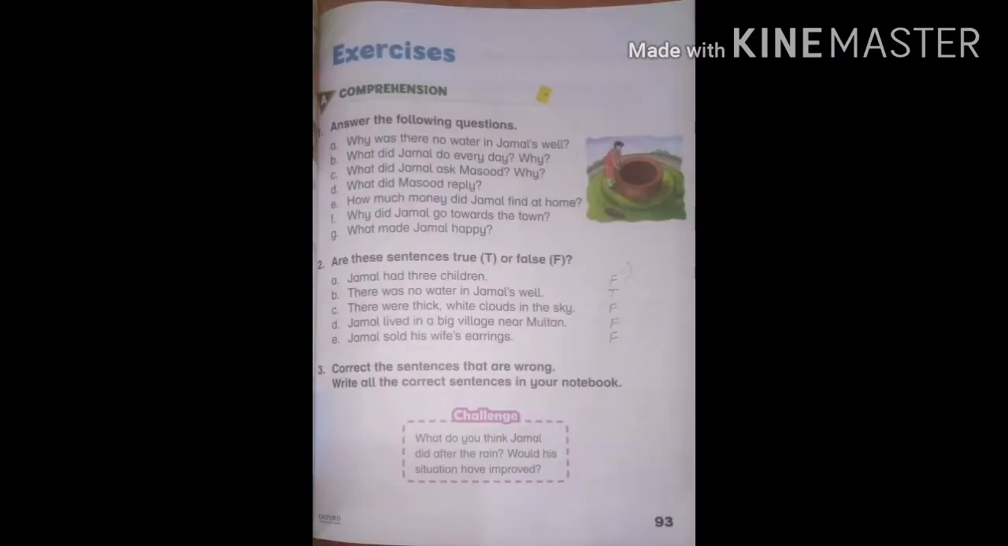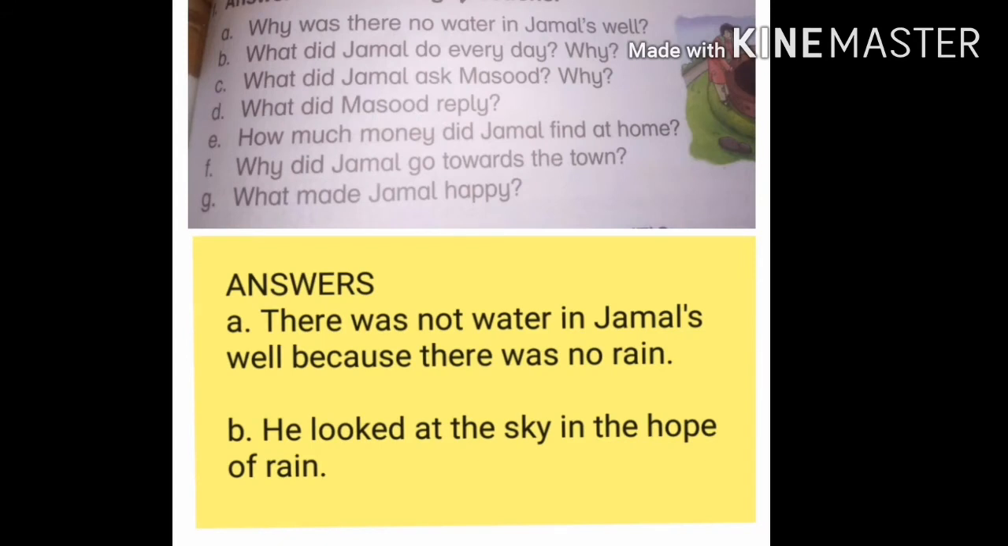Come to page number 93. Exercises A. Comprehension. Answer the following questions. Question number 1 is, why was there no water in Jamal's well? And the answer is, there was no water in Jamal's well because there was no rain.